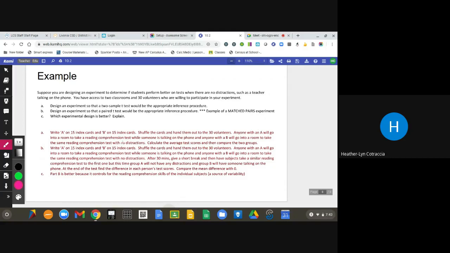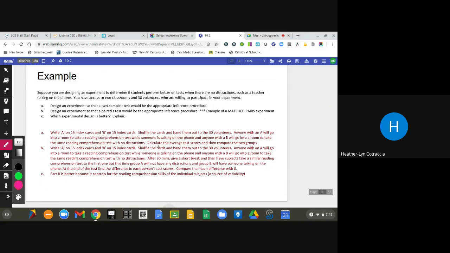A will take a reading comprehension test while someone's talking on the phone. B will take the same reading comprehension test with no distractions, and you calculate the average test score to compare the 2 groups. Now, here's the problem with that. There could be different ability levels. So just by chance, what if students who were a little bit higher achieving ended up in one classroom, and students who are a little bit more low achieving ended up in the other classroom? There's another variable that's lurking here, a confounding variable.